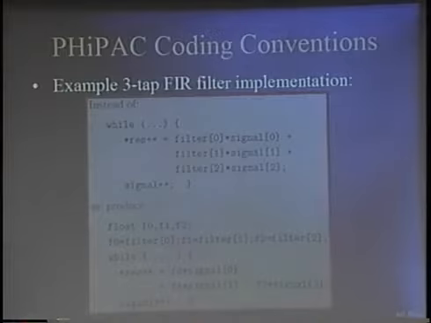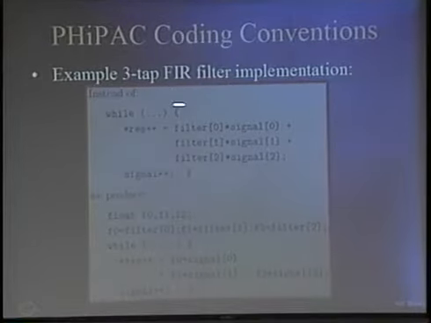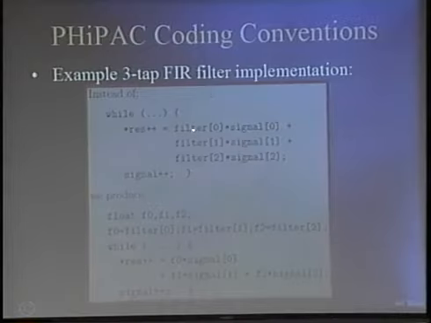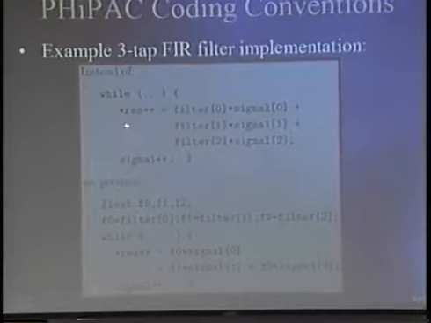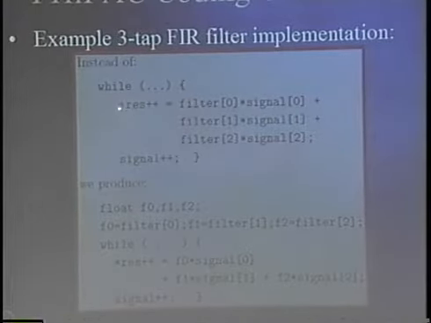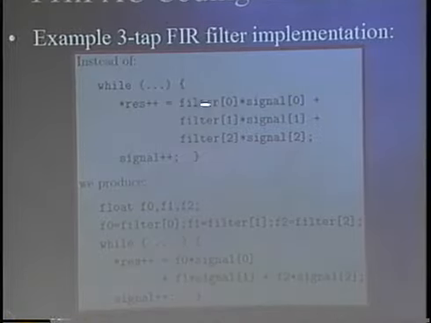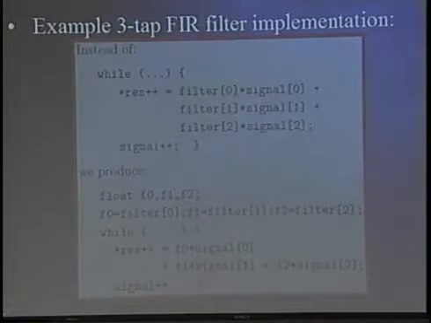This is an example of what the code might look like. This is an example of a 3-tap FIR filter. In this particular case, these are two C implementations of the same exact FIR filter, where the filter lives in this array, filter 0, filter 1, and filter 2. The problem here is that each time you dereference res and then write back to this memory location, the C compiler doesn't know that maybe you're actually writing over the filter, which is bad because there's potentially array aliasing.